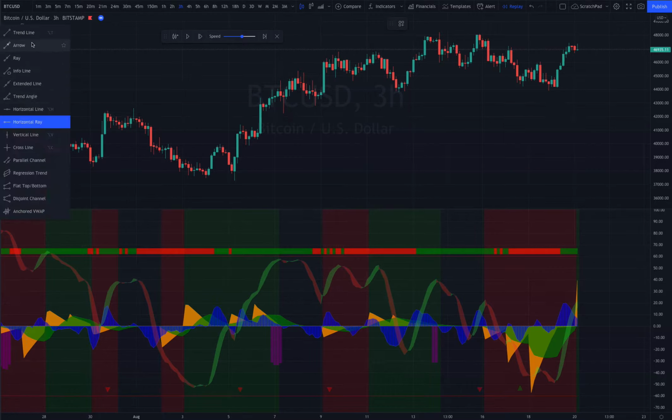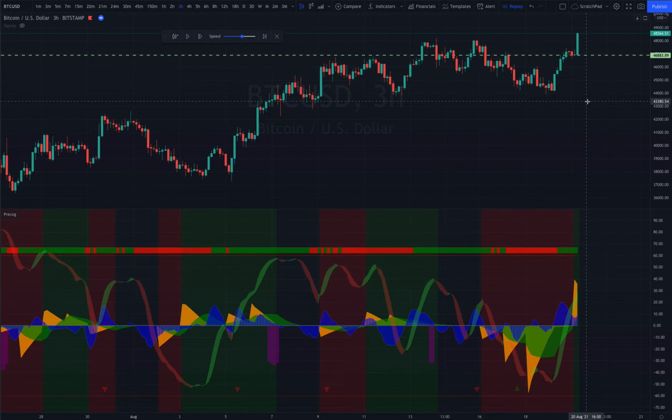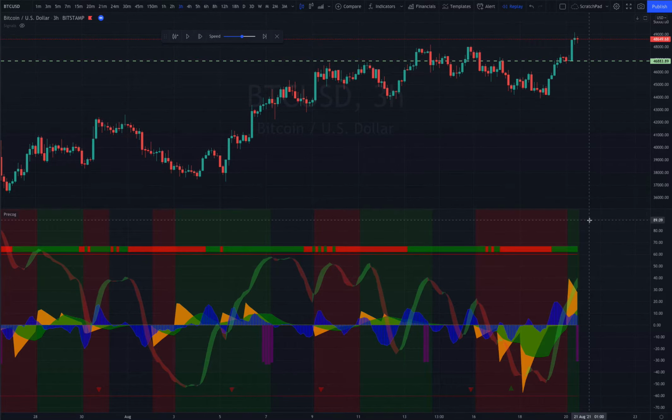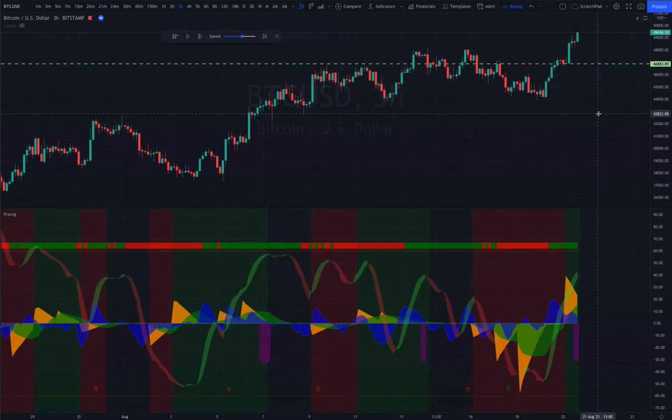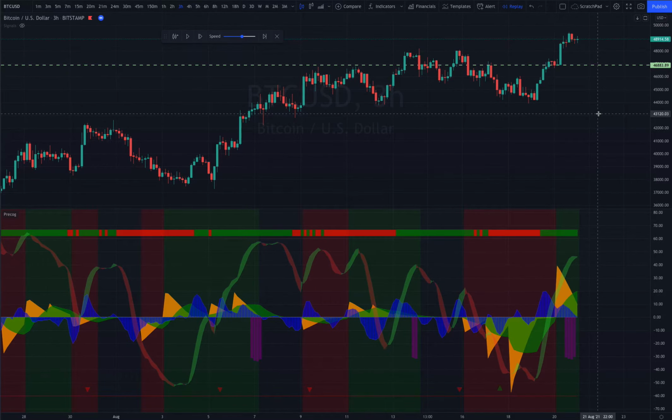If I can grab the right tool. There we go. It told you. It told you a candle before it happened what was going to happen. So now I have all signals up. So I should see a continuation.